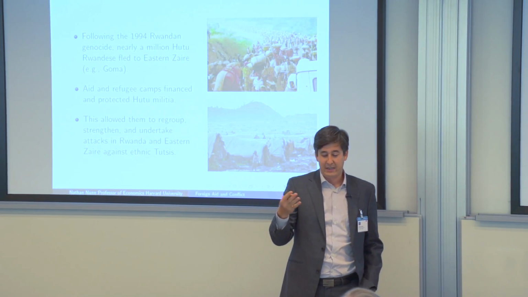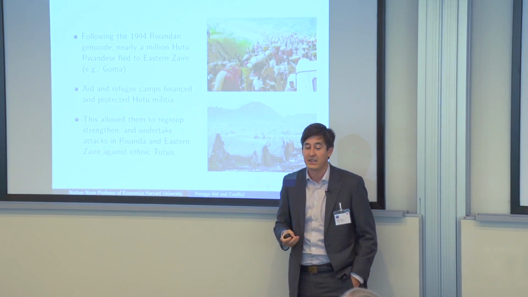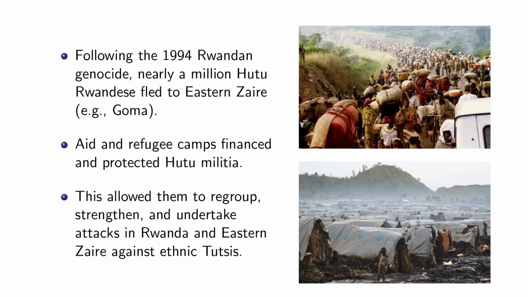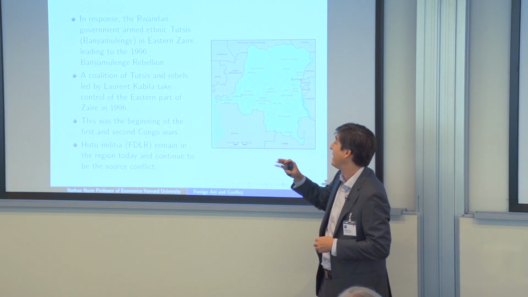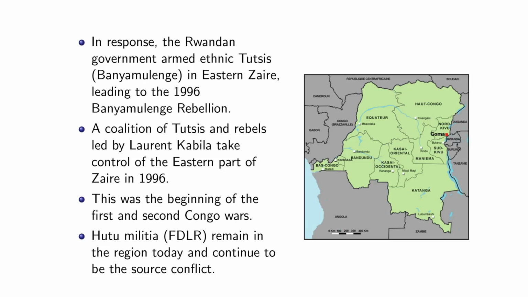Okay? So another example, I could give many examples, is following the 1994 Rwandan genocide, right? So upwards of 1 million, probably about 750,000 Hutu Rwandese fled to what was at the time Zaire, or Eastern Democratic Republic of Congo. And so the story here is that basically the former Hutu killers from the genocide were able to regroup and were provided protection and then aid, which allowed them to then strengthen and then engage in attacks on Rwanda. Okay? And then Rwanda counterattacked and armed the ethnic Tutsis in the eastern DRC, the Banyamulenge, and this led to the First and Second Congo Civil War.